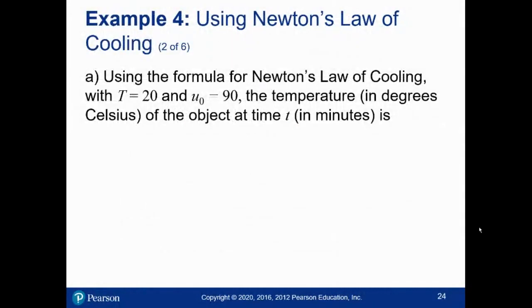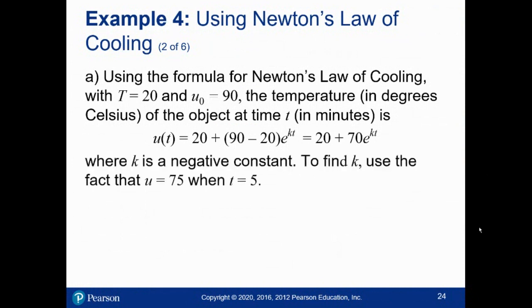Okay, so using the formula from 2 slides ago, we take U of t is, capital T is the temperature of the surrounding environment, which was given to be 20. The starting temperature of our object was 90. That's the temperature the object was when it was placed into the air. And k is what I don't know. So we have U of t is 20 plus 70 times e to the kt.